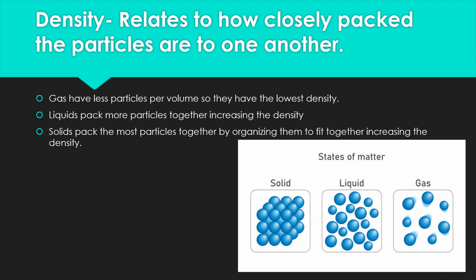So the density of the states of matter relates to how closely packed together the particles are to one another. So gases have fewer particles per area or per volume, so they have the lowest density. Your particles of gases are more spread out, or the most spread out. Liquids are going to be more packed together, and that increases their density, and they can slide past each other. And then solids are the most packed together, and we organize them to get the highest density for those.